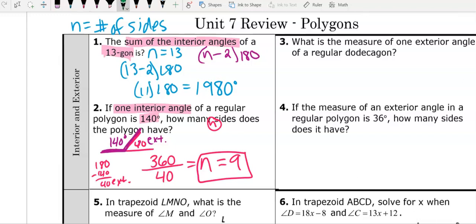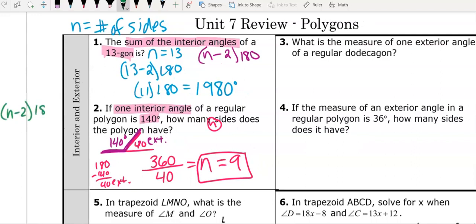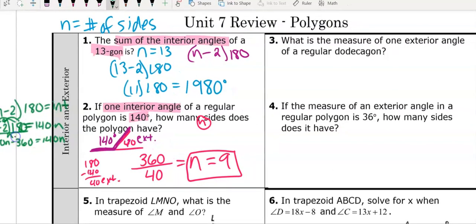Alright, if we wanted to do the algebraic way, we could say n minus 2 times 180 equals the interior angle. So here we don't know n, that's what we're looking for. And our interior angle is 140. I think I forgot something. This was supposed to be divided by n. So when we're dividing by n, we'd have to multiply n on both sides first.